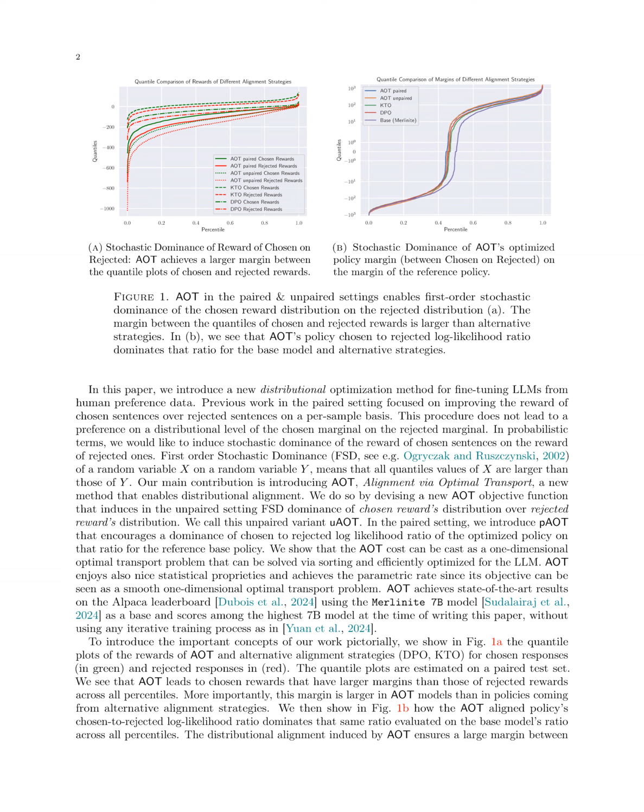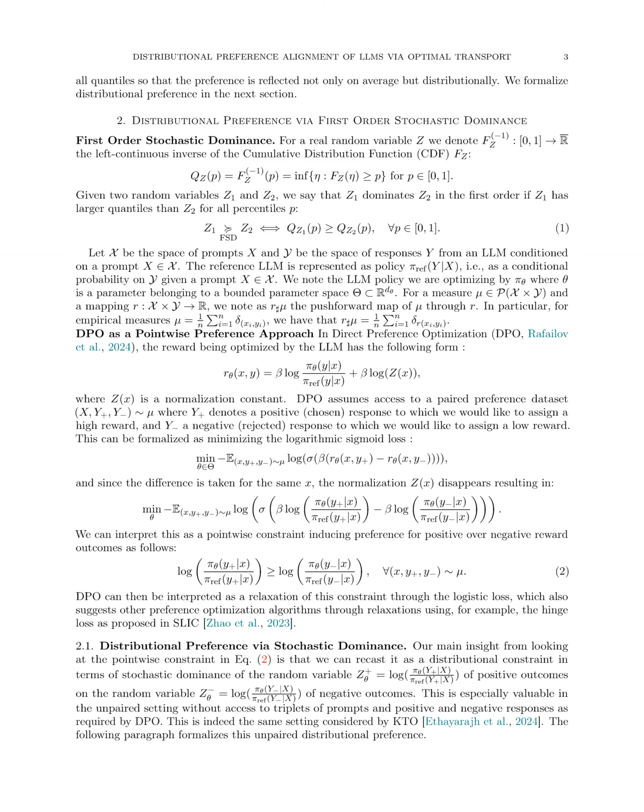This method allows a one-dimensional optimal transport problem to be solved efficiently for LLM alignment. Additionally, AOT enjoys nice statistical properties and achieves the parametric rate due to its smooth one-dimensional optimal transport objective. The method also provides a way to relax the problem to minimize the violation of FSD, ensuring that the optimal parameter results in the desired dominance.